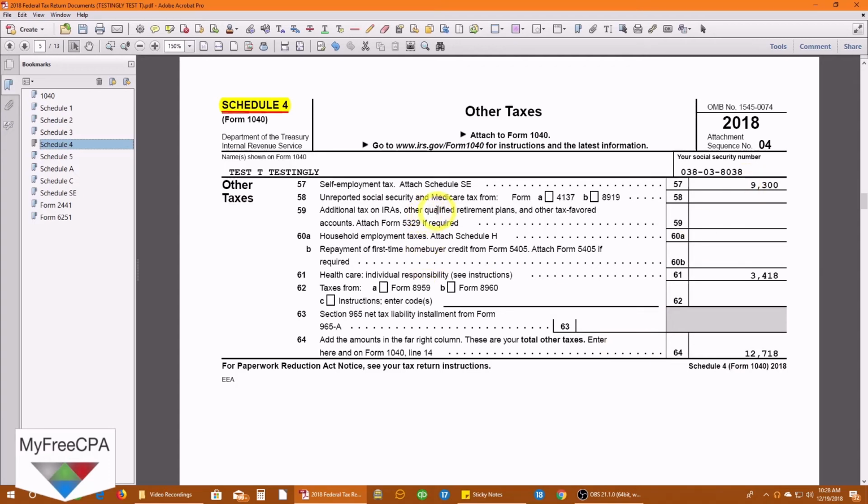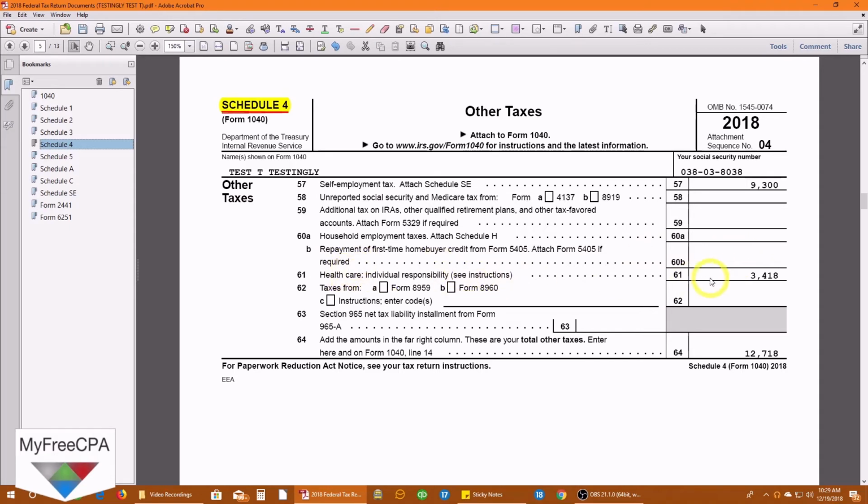Any unreported Social Security Medicare tax, additional taxes for distributions before we're supposed to distribute our money from our retirement accounts. Household employment taxes, which are taxes for if you pay a nanny or maid, you have to pay that person's employment taxes. Those taxes are going to go here. Repayment of a first-time buyer credit, all that stuff's going to go here.